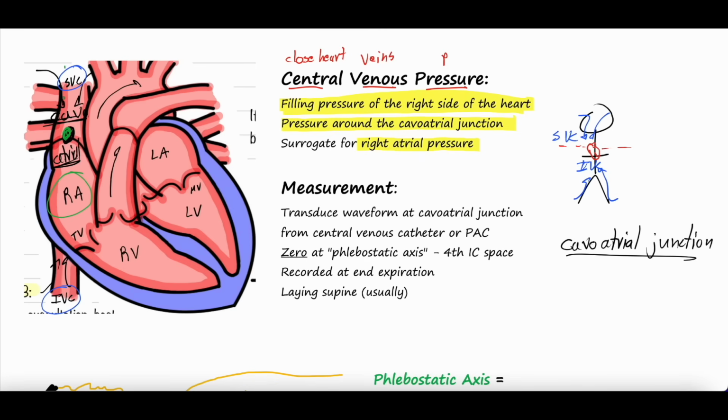So if you have a catheter sitting in the cavo-atrial junction right here, and you measure a pressure at the end of that catheter at the cavo-atrial junction, that's going to be a surrogate for the right atrial pressure. And that can be important for a number of reasons. It helps give us an idea of fluid status. It can help give us an idea of cardiac function because obviously this is blood filling pipes and chambers.